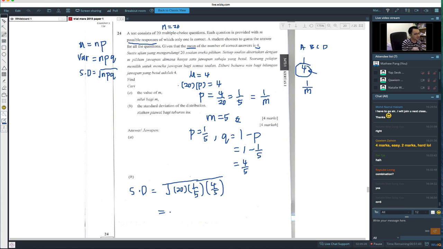Alright, then you just use the calculator to solve this one. So it's 80 divided by 25. So you will get standard deviation is 3.2.